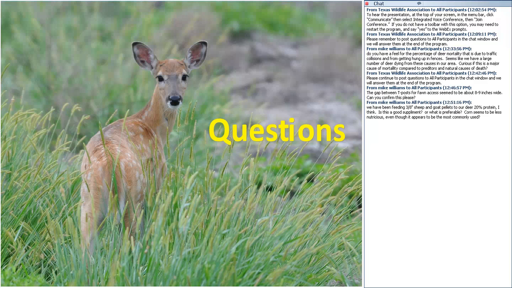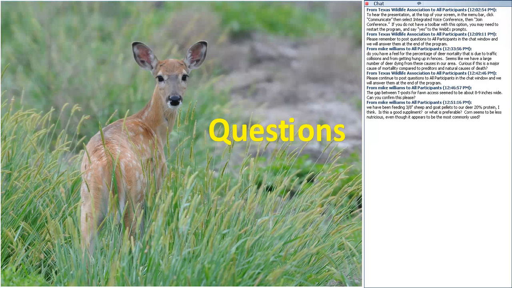Okay. The next says the gap between posts for fawn access seemed to be about 8 to 9 inches wide. Can you confirm this? Yeah, and that's about right. I think it was, look back at the slide, about 2 of the squares wide. And I think they were 4-inch squares, so the 8 inches would be about right.